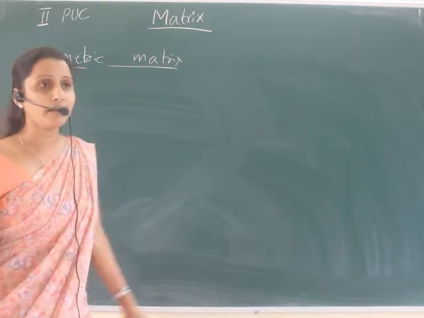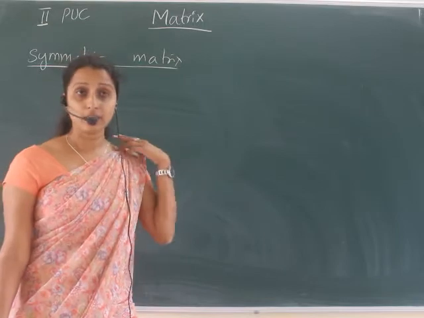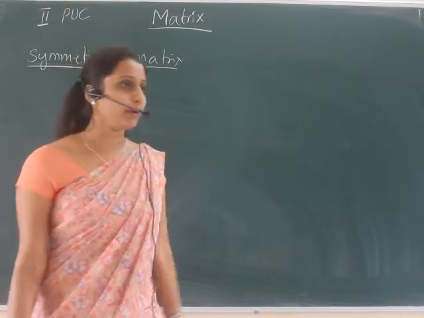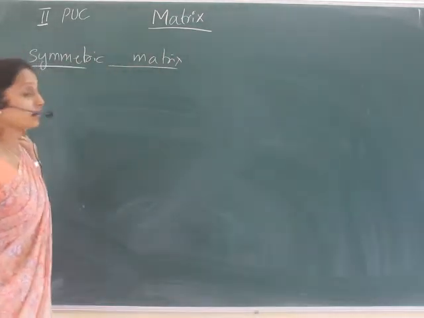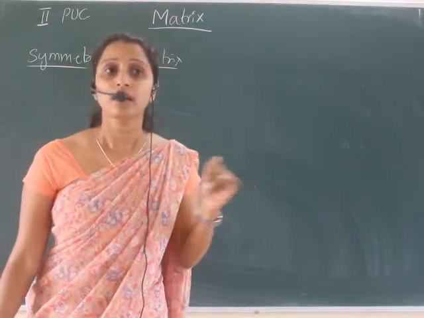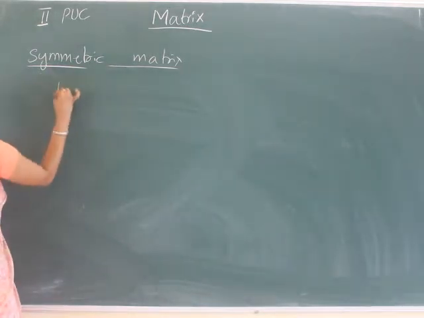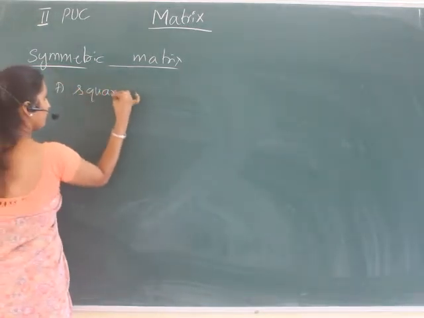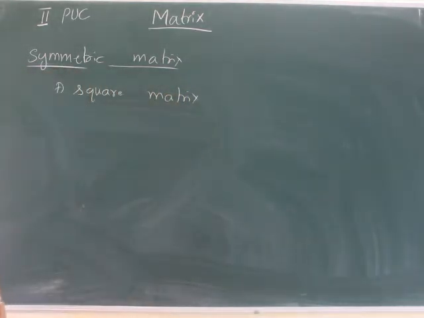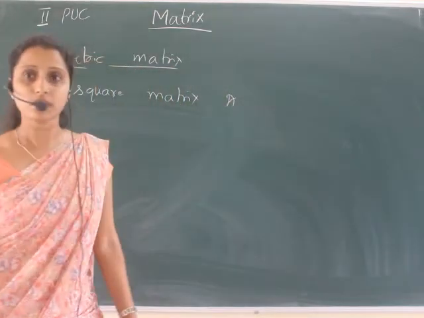In the square matrix, we have defined a diagonal matrix, then unit matrix or identity matrix, and scalar matrix. All these are types of square matrix. So a symmetric matrix is also one of the types of square matrix. A is a square matrix, which means the number of rows is equal to the number of columns.